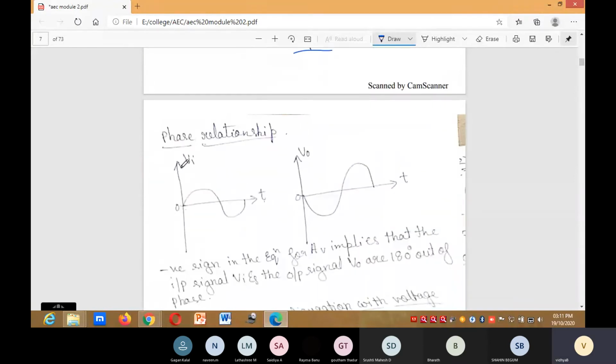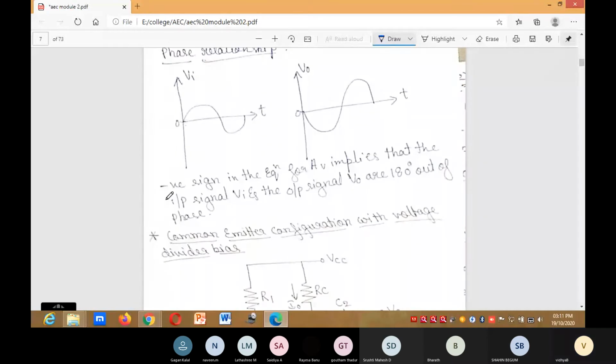Phase relationship. The negative sign in the equation for Av implies that the input signal Vi and the output signal Vo are 180 degrees out of phase. If the negative sign is present, then the input and output signals are 180 degrees out of phase. These are the results for the common emitter configuration with the fixed bias.